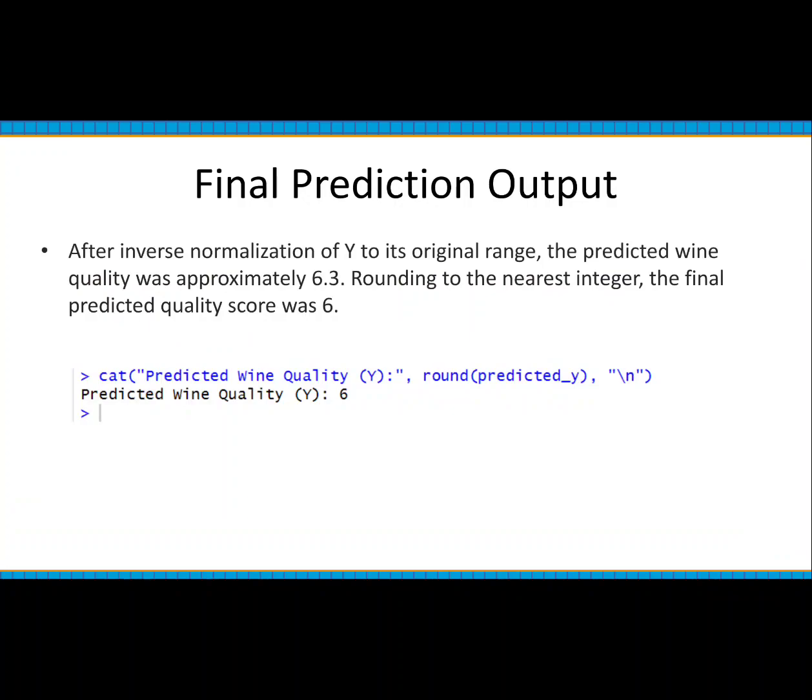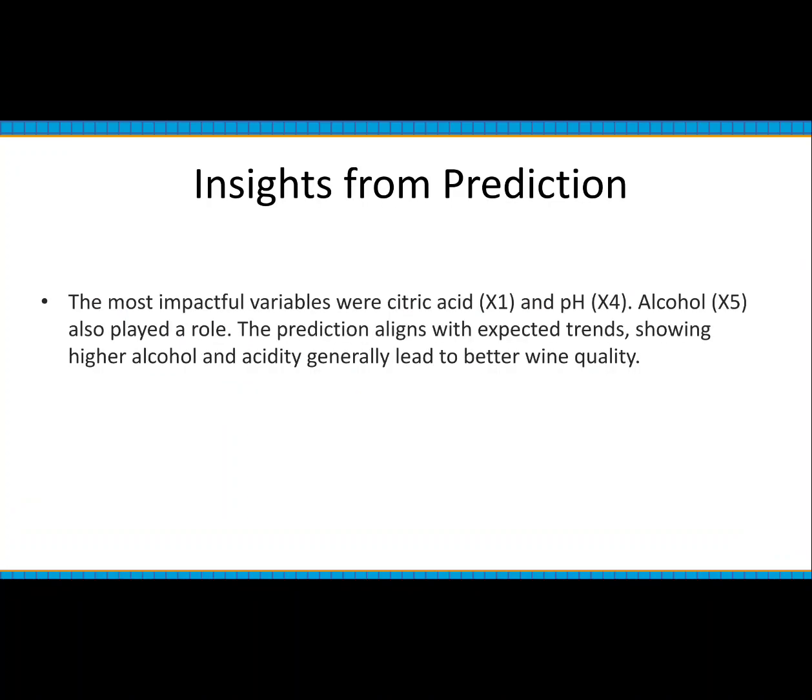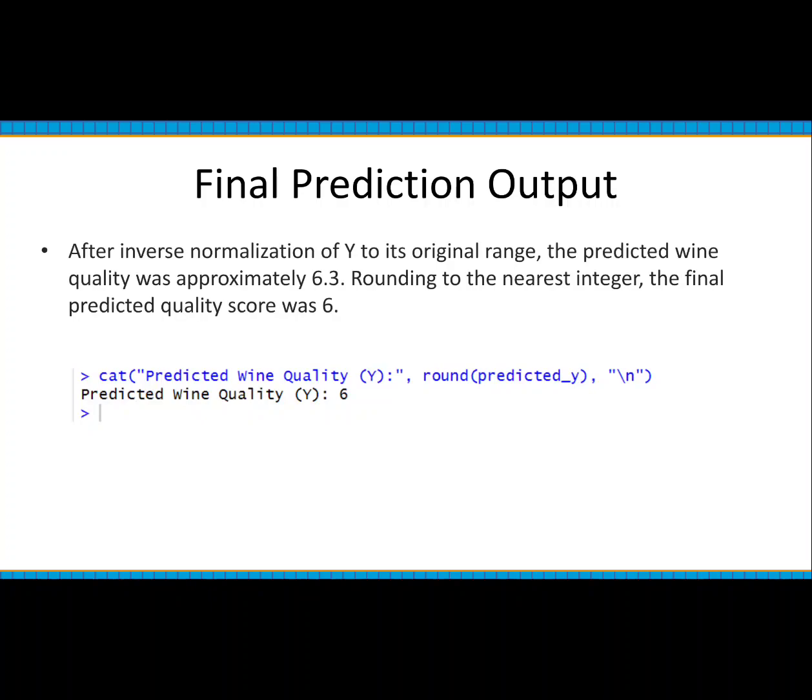And the final prediction output: after inverse normalization of y to its original range, the predicted wine quality was approximately 6.3. Upon rounding to the nearest integer, we get a predicted quality score of 6. Below you can see our exact output upon executing our final code. Here the predicted wine quality y equals 6. This is the end of task 4.